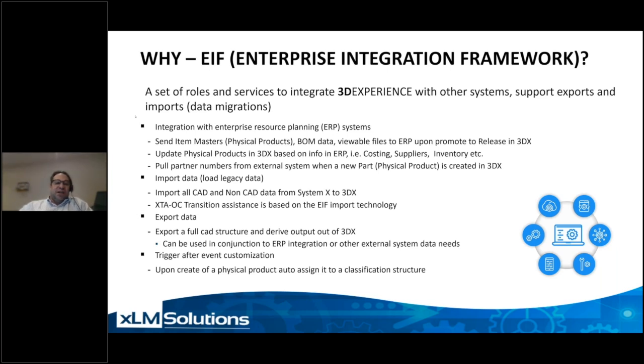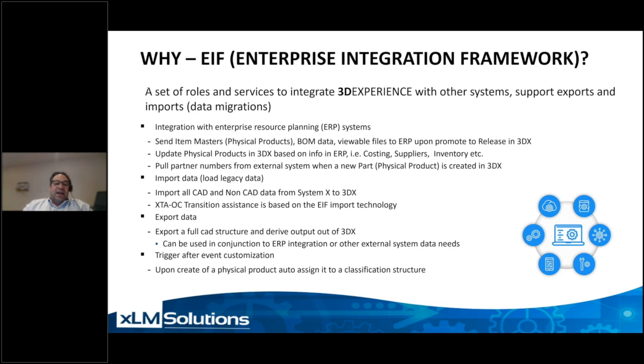Perhaps engineers that are using 3D Experience need to see costing information or approved supplier information or inventory quantities, and that data can be read from that external system and then updated within 3D Experience, for example, attributes on a physical product. Part numbering: if your part numbering is not coming from 3D Experience, but from an external system, the Enterprise Integration Framework can pull that next part number from the external system and use it as the part number, the title, the enterprise identification number, or the EIN number on the physical product.